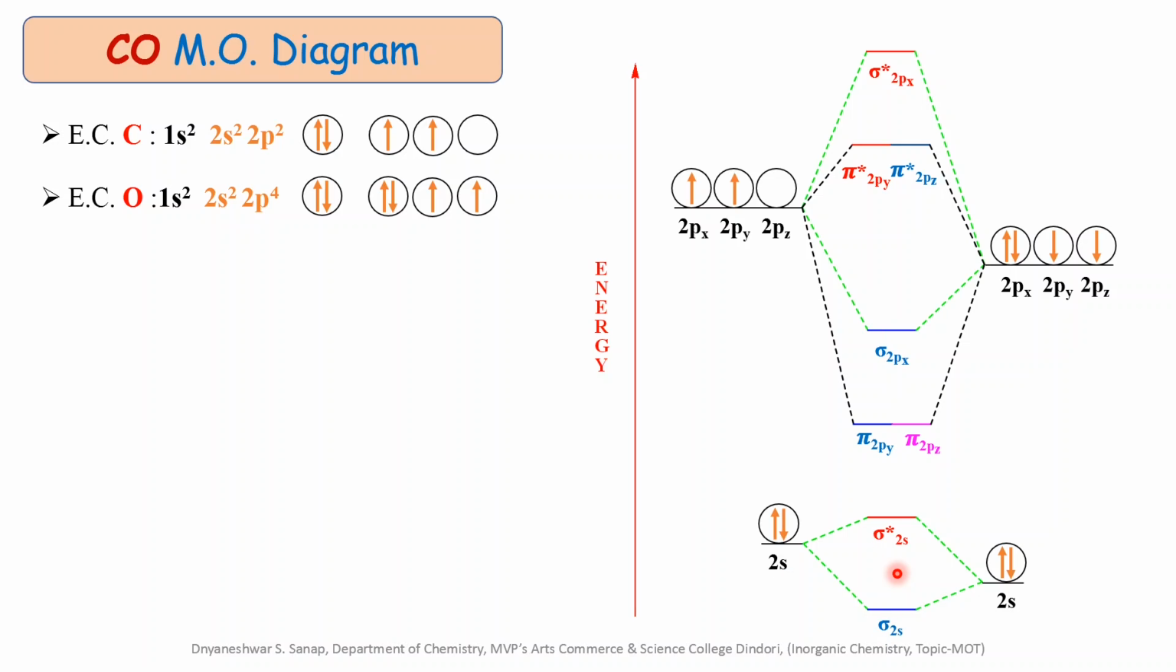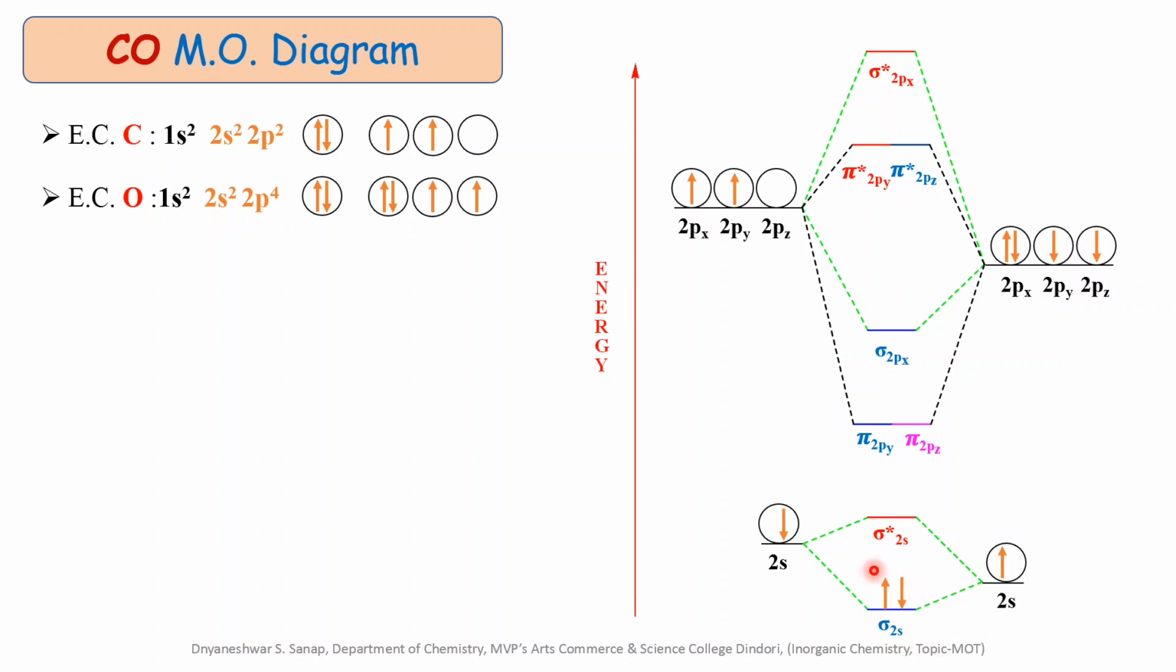There are a total of 10 electrons present in the atomic orbitals of carbon and oxygen. These 10 electrons are filled one by one in the molecular orbitals from lower energy towards higher energy according to the above principle, and the second most important principle, that is Hund's law of maximum multiplicity. The first electron comes to the sigma 2s bonding molecular orbital. Similarly, the second electron also comes to the sigma 2s bonding molecular orbital.